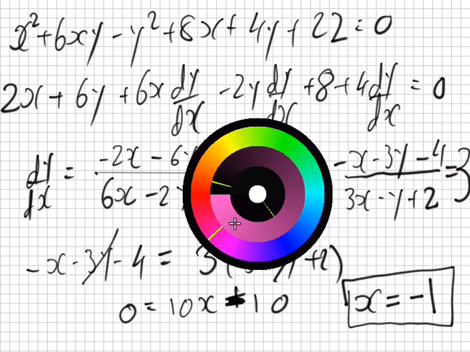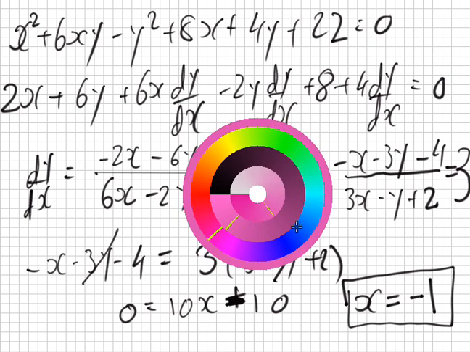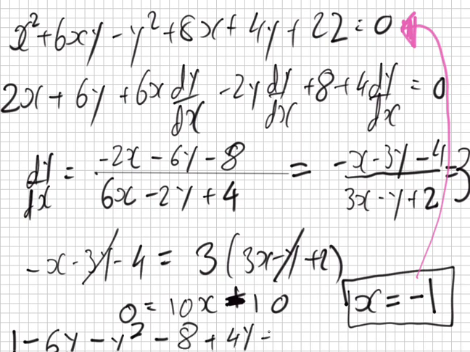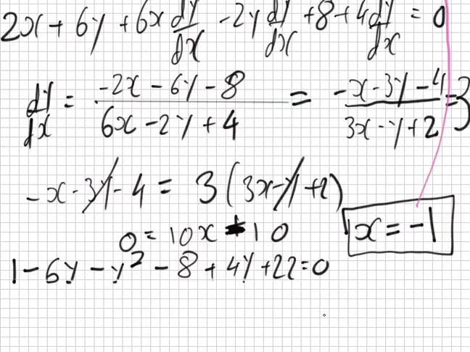Okay? Now, what do I do next? Well, I have the x, so how can I find the y? Yes, sub it back in. Sub it back into this one here. So x is minus 1 now. So here I get 1 minus 6y minus y squared. Minus 8 plus 4y plus 32 equals 0.